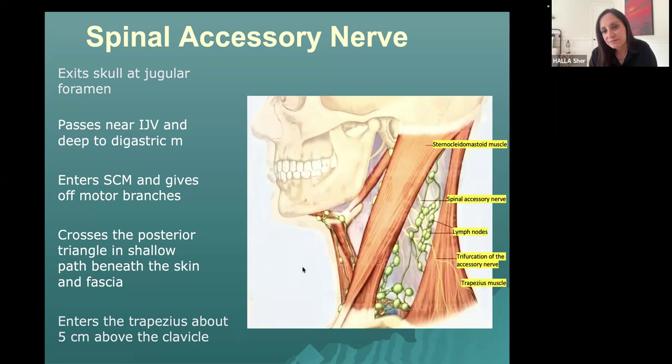You can see in this picture the spinal accessory nerve here. It's quite shallow in the posterior triangle. It typically enters the trapezius muscle and then trifurcates to give off motor branches. And it usually enters the trapezius muscle about 5 centimeters superior to the clavicle.